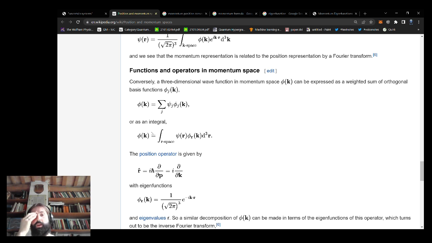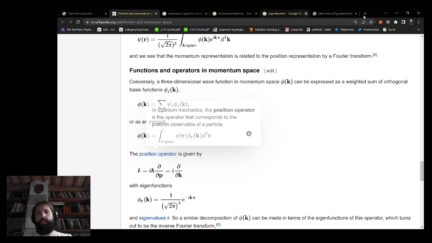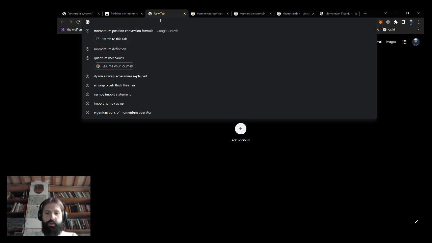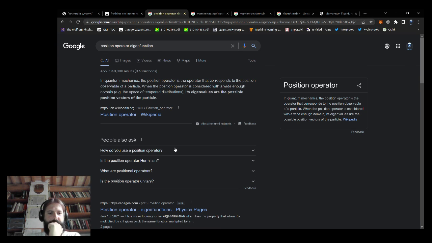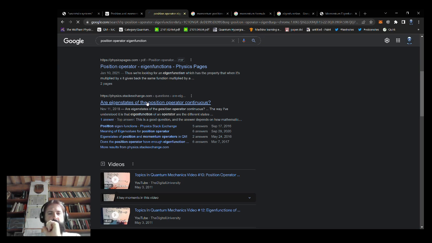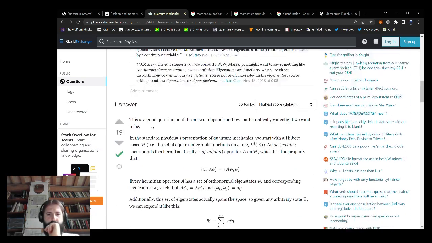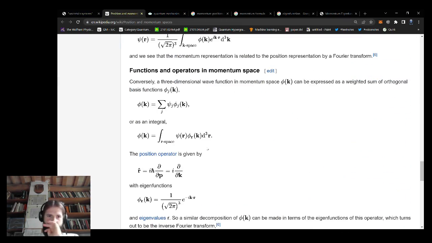Okay, so you're saying something that's in momentum space can be expressed as a weighted sum of orthogonal bases. Boom. So you're taking the eigenvalues of the position operator. That's what we want to look at, not the momentum operator, because that's the position operator eigenfunction. That's what we're going to look at, at least trying to understand these. That's what you're saying.